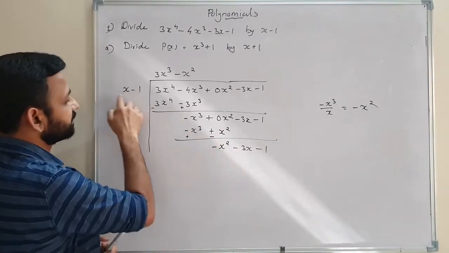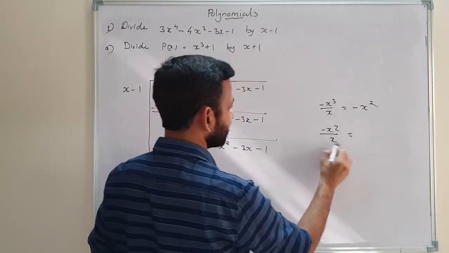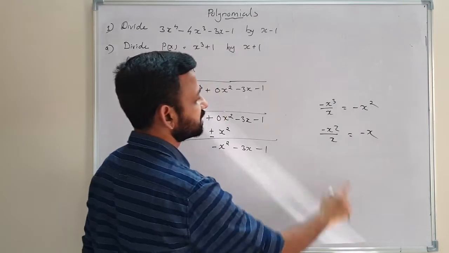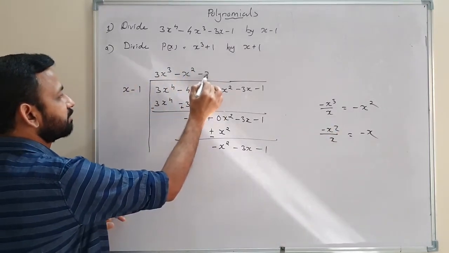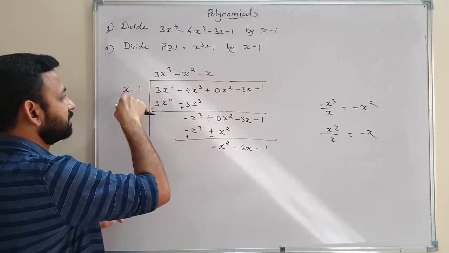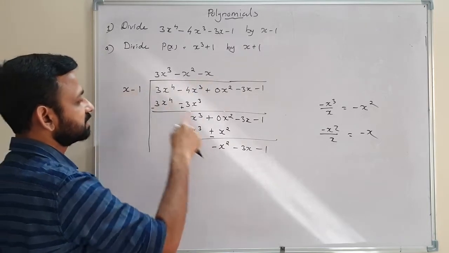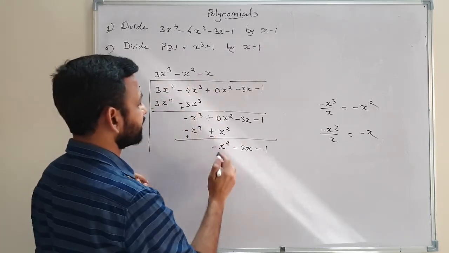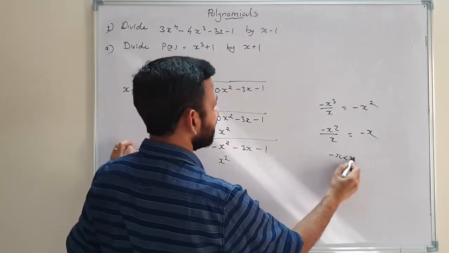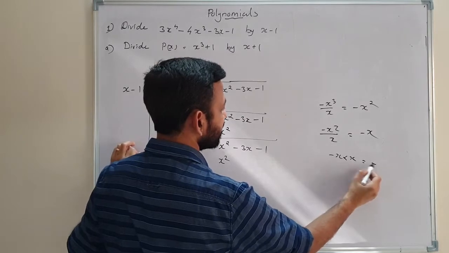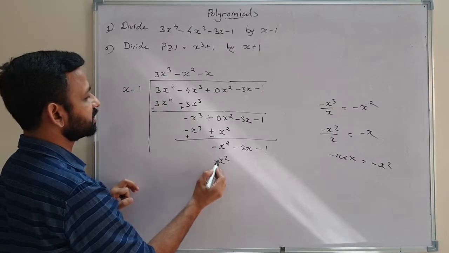First term divided by first term. Minus x square upon x. Again x and x cancelled. So minus x. We will write here minus x. Then minus x into x, that is minus x square, below the x square term. Minus into plus, the negative sign will be there.